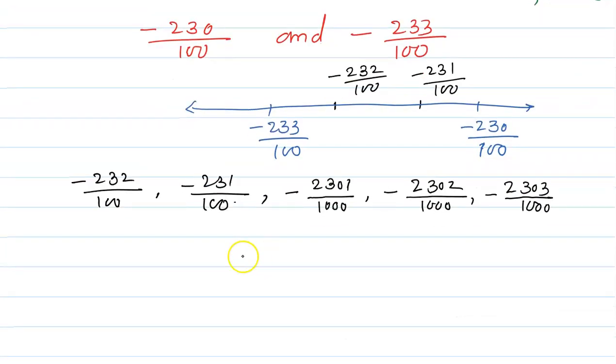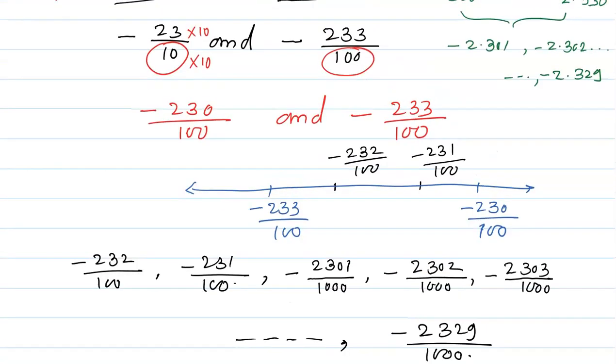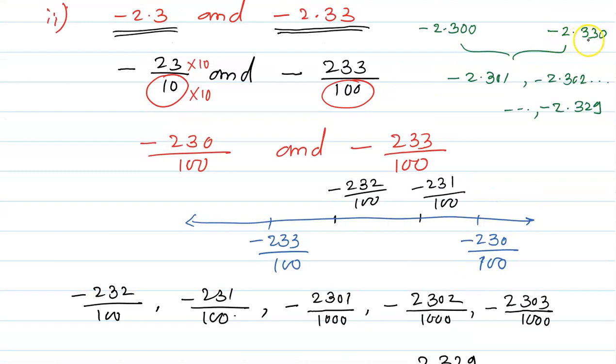So look carefully, up to and so on, we have minus 2329 divided by 1000, and after that we have ultimately minus 2.330, which means minus 2330 divided by 1000.